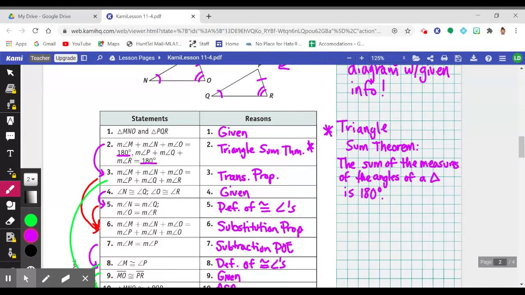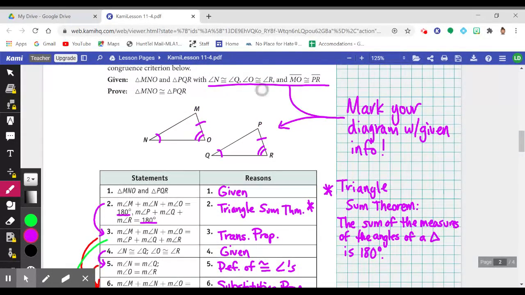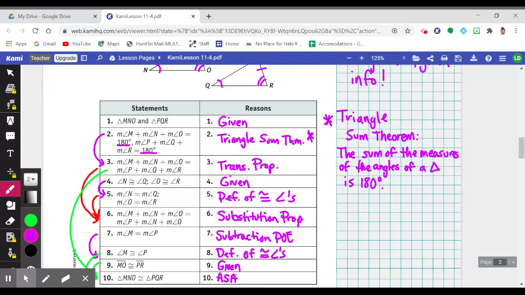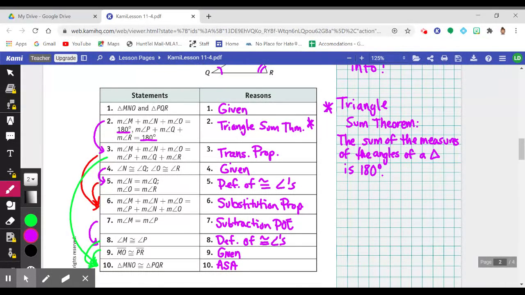So we know these three groupings of angles are actually equal to each other. And then in step 4, we bring in another piece of given information, that the two pairs of angles, angle N and Q and O and R, are congruent to each other. Well, then statement 4 leads to statement 5. How do we know that two angles that are congruent have the same measure? That's what it means to be congruent angles. So we use the definition of congruent angles to show that angles that are congruent have the same measure.